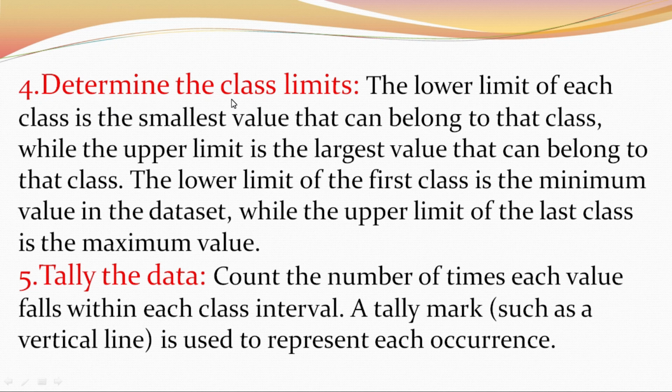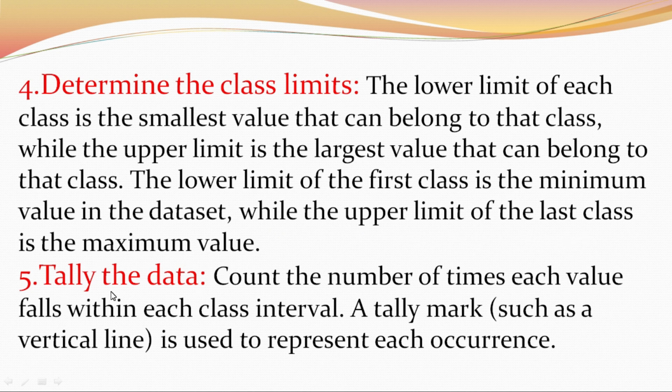Fourth one is determine the class limits. The lower limit of each class is the smallest value that can belong to the class, while the upper class limit is the largest value that can belong to that class. The lower limit of the first class is the minimum value in the dataset, while the upper limit of the last class is the maximum value.